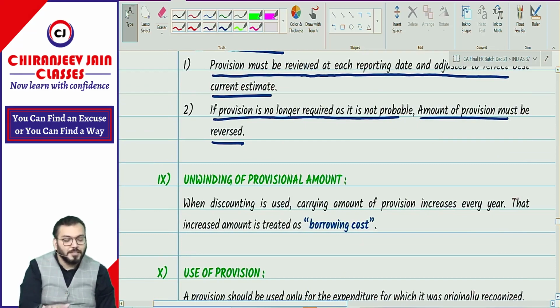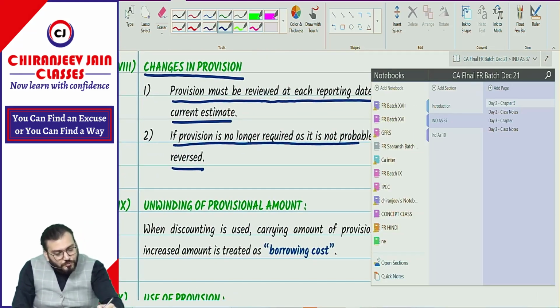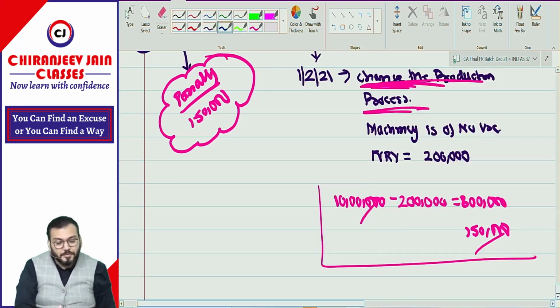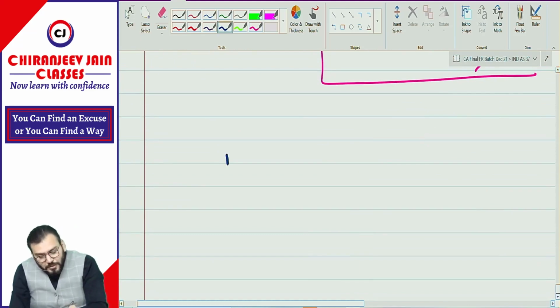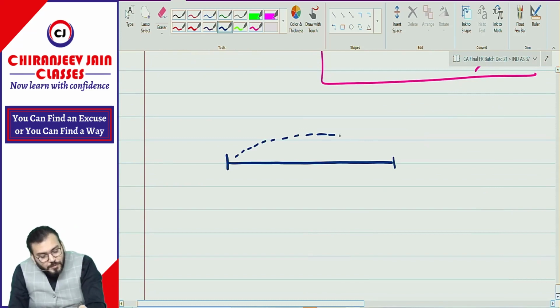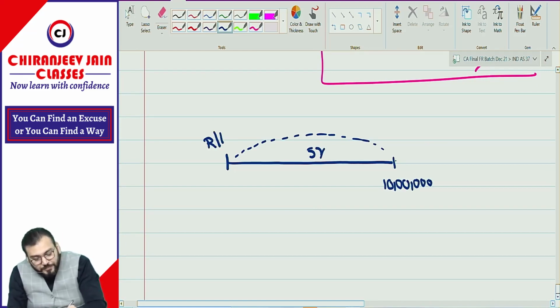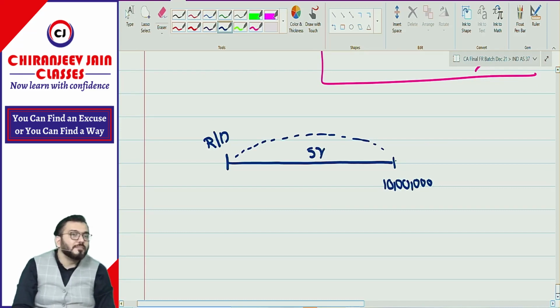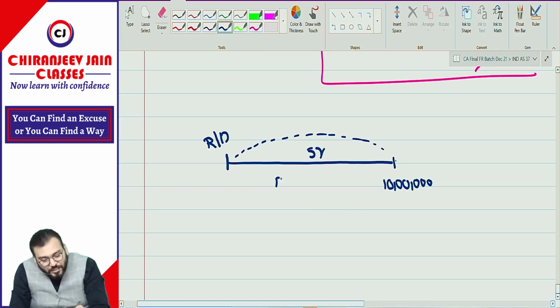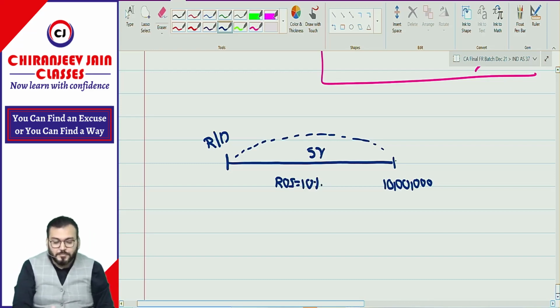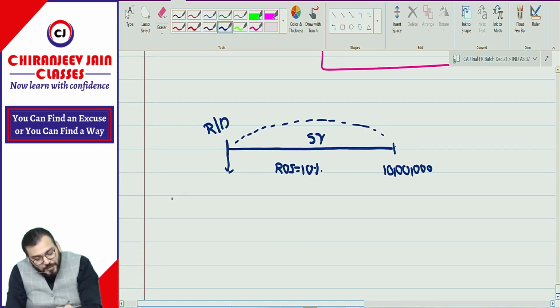Understood? Now, let me ask you one point. Initially I have said, suppose an amount was payable after 5 years. This was 10 lakh, and this is the reporting date. So we need to find out the present value. Suppose the rate of interest is 10%. Can you give me the amount of present value? You are expert in that.